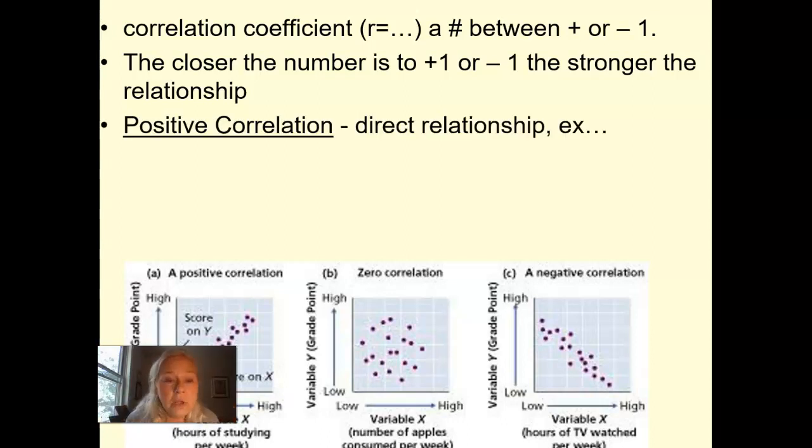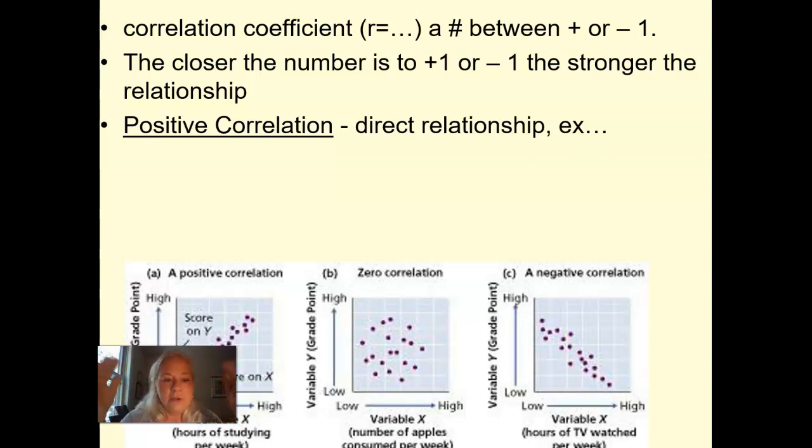So a positive correlation is a direct relationship. I know that part of the grid is obscured by my picture here. I'll try to fix that for future presentations, but we're looking here at grade point average on the y-axis and hours of studying per week on the x-axis. So you think about that. Would one predict that the GPA will go up as the hours studying goes up?